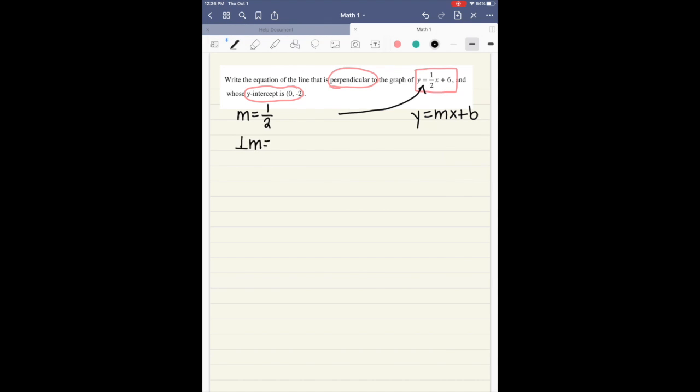My perpendicular slope is going to be the opposite reciprocal. The opposite reciprocal means I'm going to take that positive 1/2 and make it negative, and the 1/2 and make it 2. So for our equation, we're going to use the perpendicular slope, which is -2.